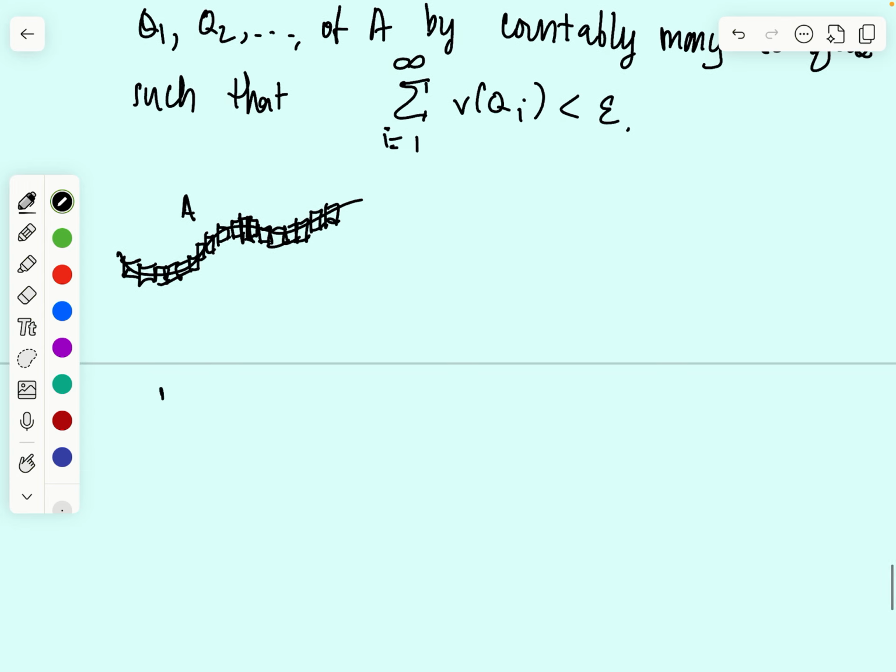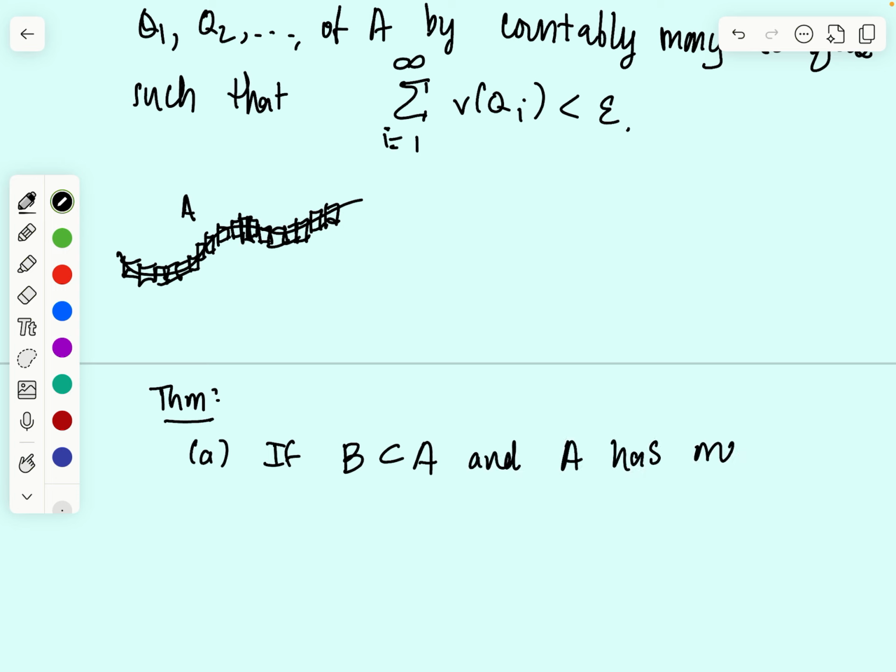Let's just write down some basic facts about sets of measure 0, and I'll refer you to the book for a proof. If you have a subset of measure 0, that subset also has measure 0. So every subset of a set of measure 0 also has measure 0. If B is a subset of A and A has measure 0, then B has measure 0.